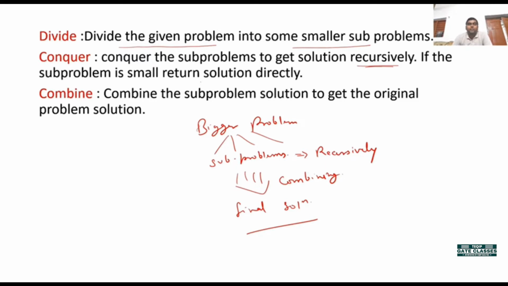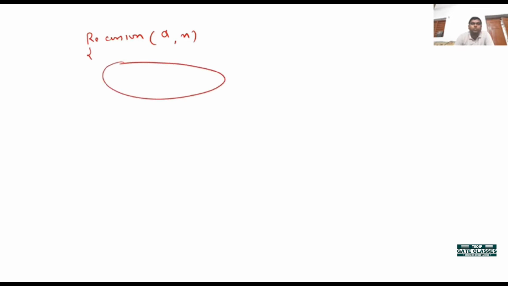So what is recursion in that? Recursion means some sort of function calling itself. I will explain, don't worry, what recursion is. Let us suppose this is a recursive program, so I am writing it like recursion only. Let us suppose sum(a, n). And what is there in recursion? There are two things in recursion.